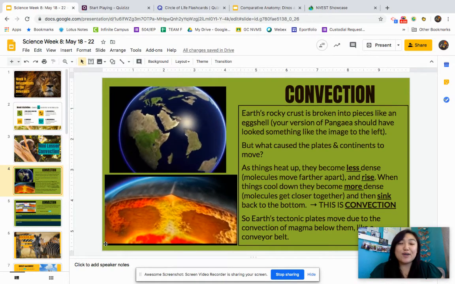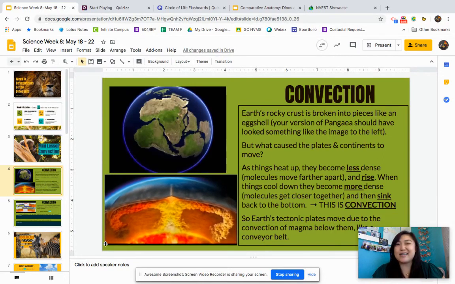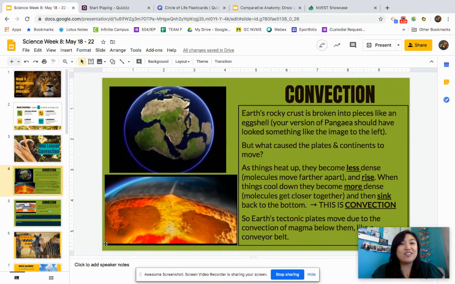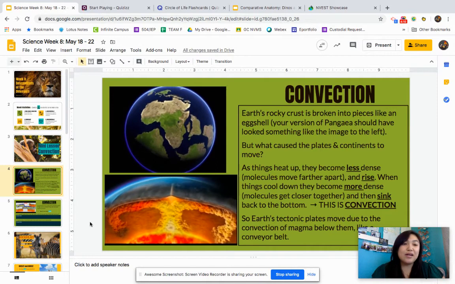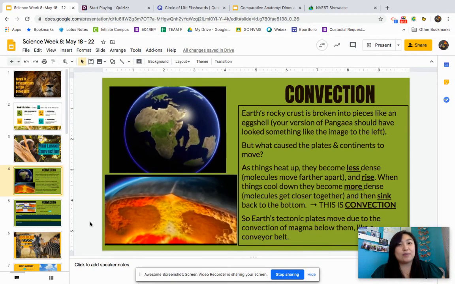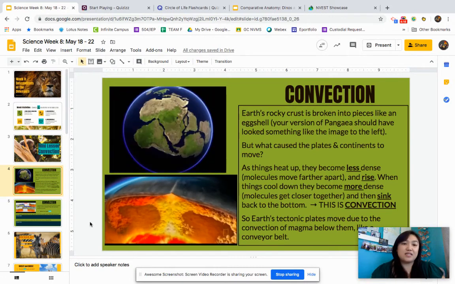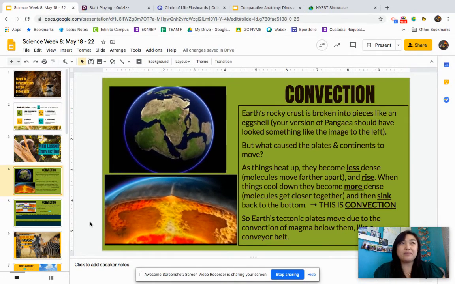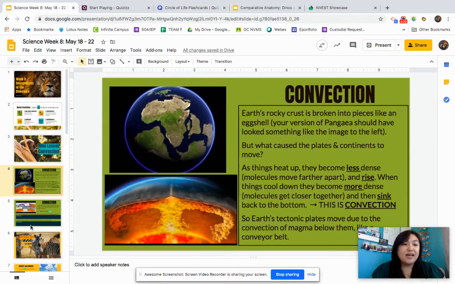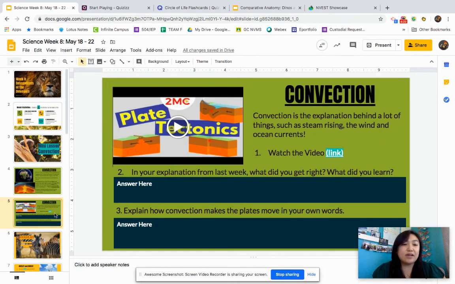Okay, so I think most of you guys got something close to it and kind of figured it out, which is awesome. That's what we're hoping for. So that's the answer to how the plates actually move. And Alfred Wegener didn't know this at the time. And no one knew this at the time. So everybody thought he was crazy. So that's convection. So you just have a couple questions to answer.